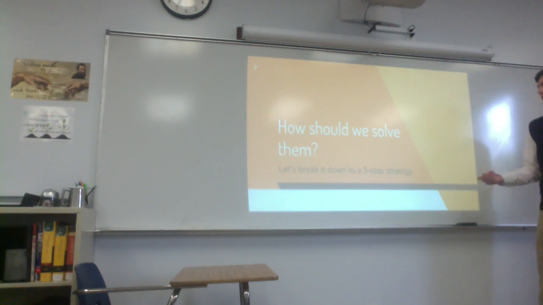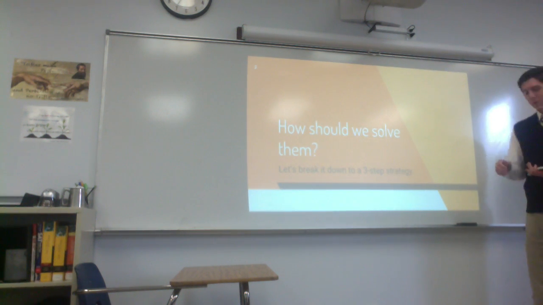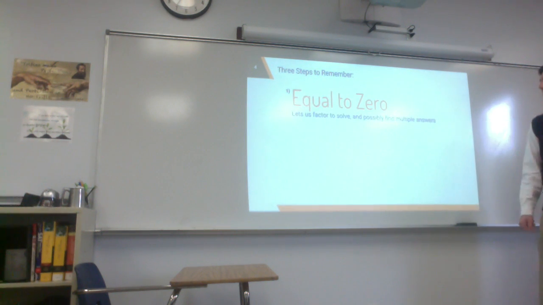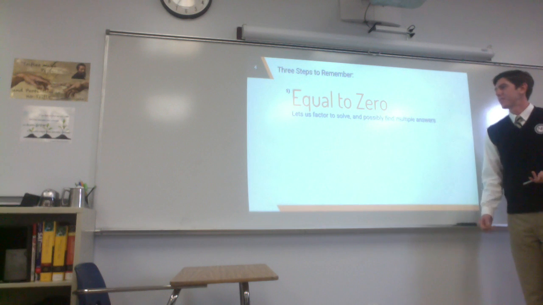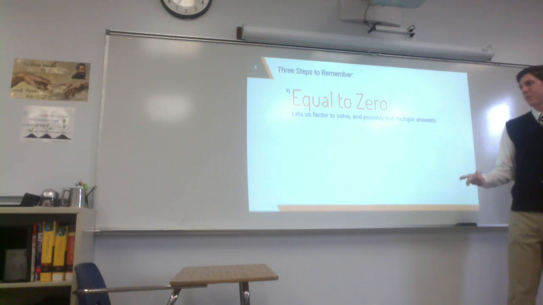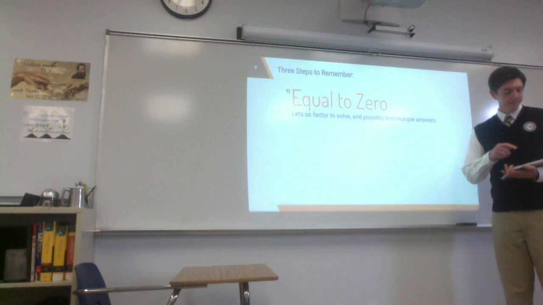So, how should we solve them? I'm going to break it down into 3 basic steps that you guys should know, because if you use these, then it's foolproof. So, first step to remember, set it equal to 0 if you can. This lets us factor to solve and possibly get multiple answers. And you want to pretty much do this as early as possible to make sure that you don't eliminate any possible answers, but I'll go into that later.